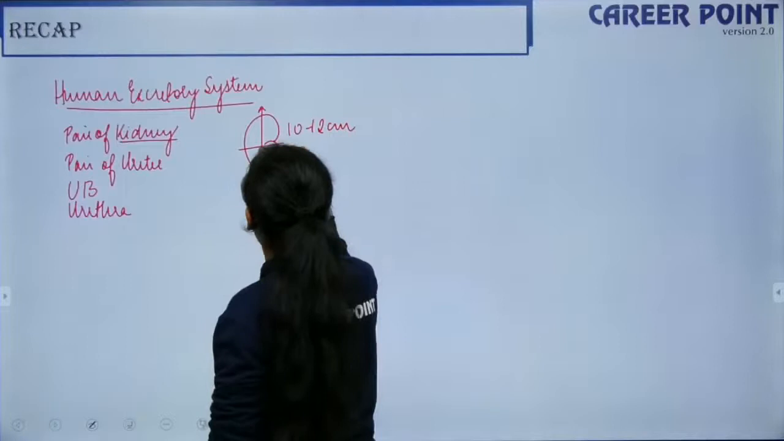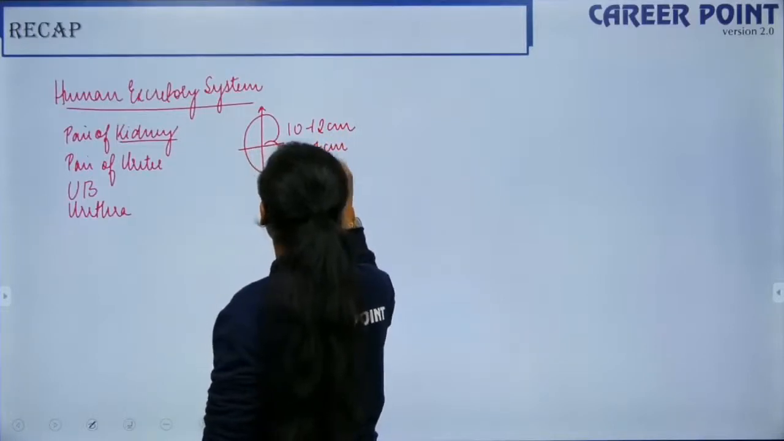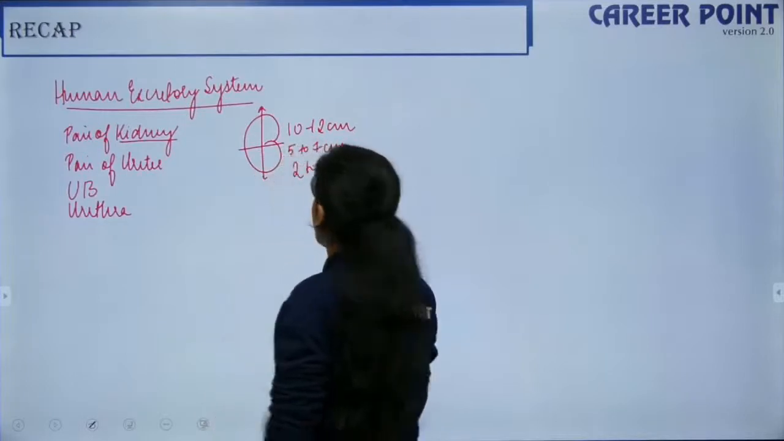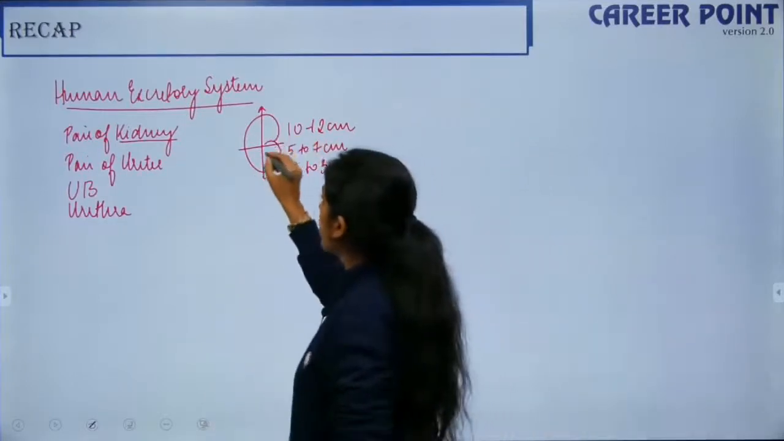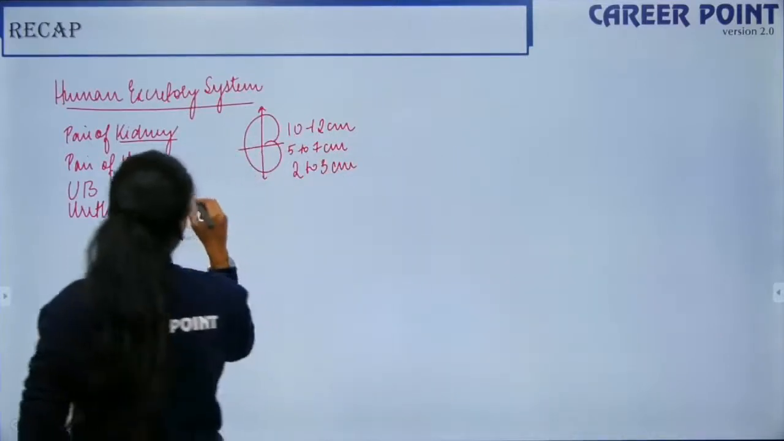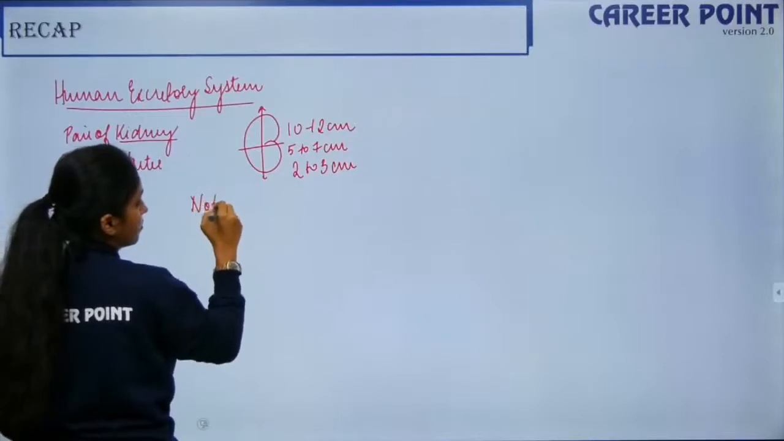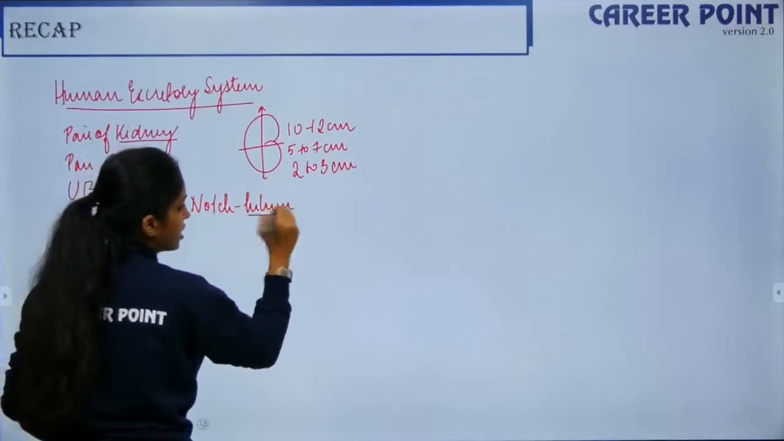So then it is 5 to 7 centimeter in length and thickness is 2 to 3 centimeter, right? Now talking about the kidney, on the concave surface of the kidney you have a notch. The notch of the kidney is known as hilum. On the concave side you have a notch that is known as hilum.